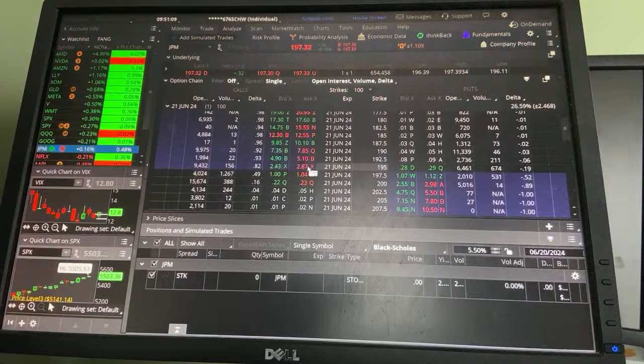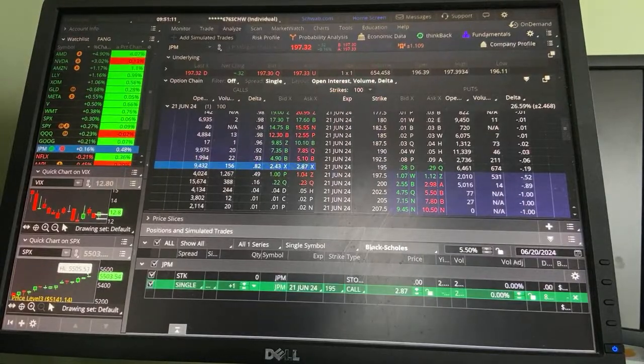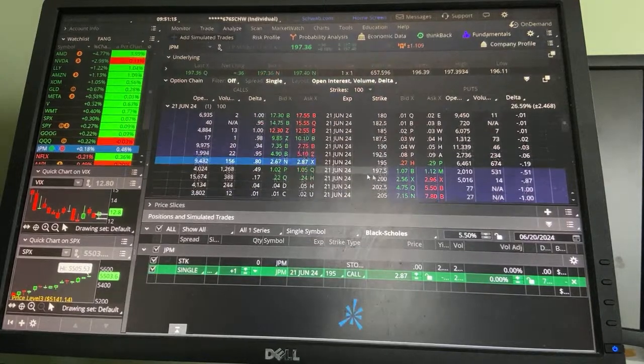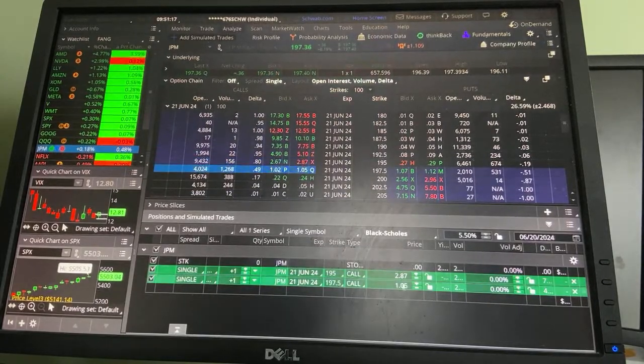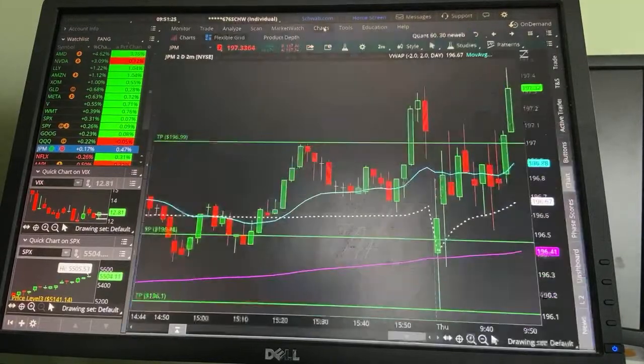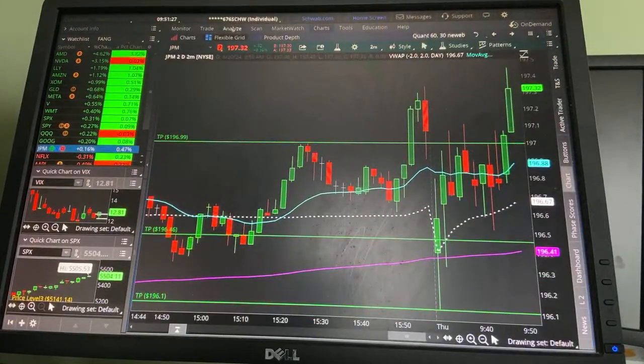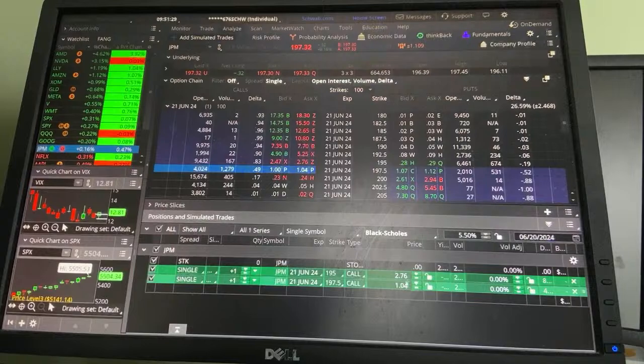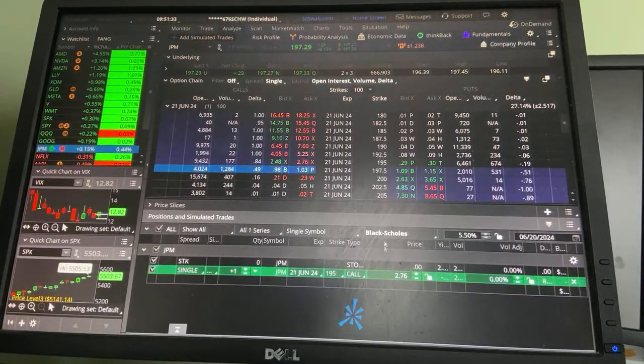Let's see. 195 strike. Those are going for about 280. If you wanted to keep your risk a little bit smaller, you can pick up the 197 half. Those are only going for about $1. So you can kind of pick your poison, if you will. I'll pick up the 276s here, but the only thing is I'm not going to be able to be here to manage this with y'all.